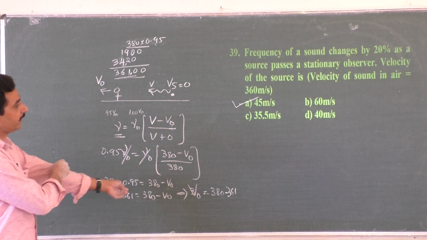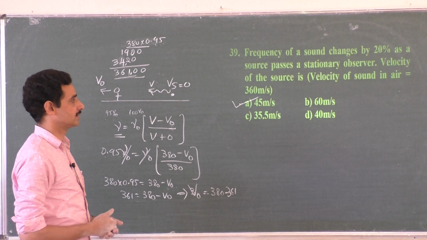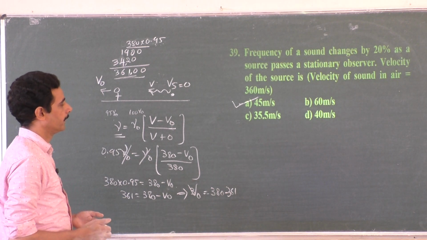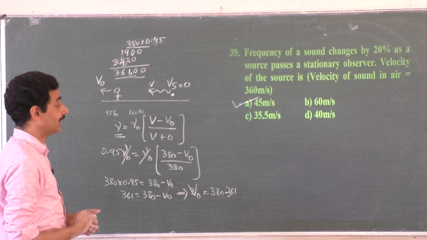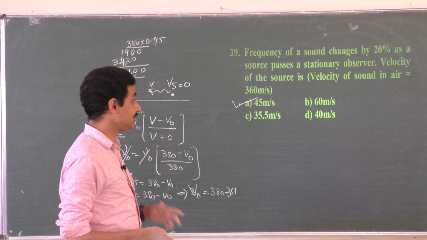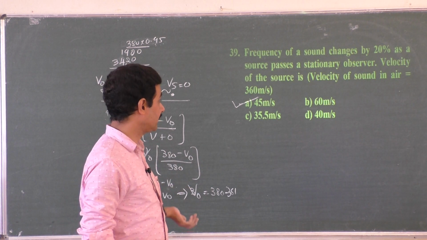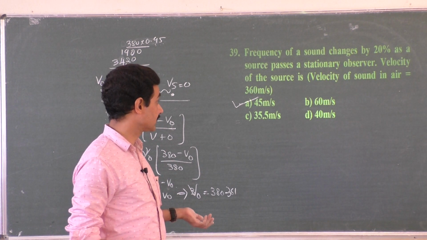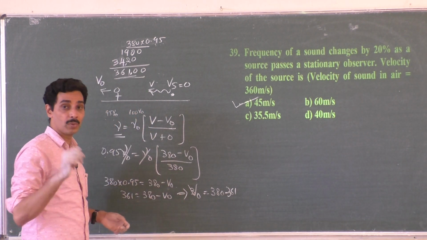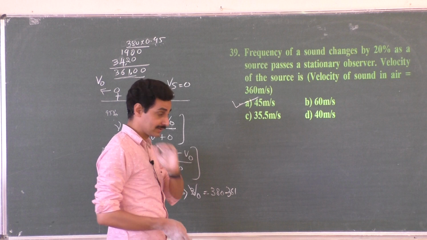39. Frequency of a sound changes by 20% as a source passes a stationary observer. As a source passes, yes, this should be understood very clearly. This is a beautiful problem. You see, so many things are involved in this. Do you treat this as 20% of this one? No. As a source passes a stationary observer, they mean like this.